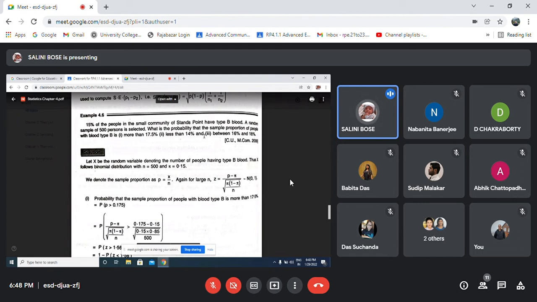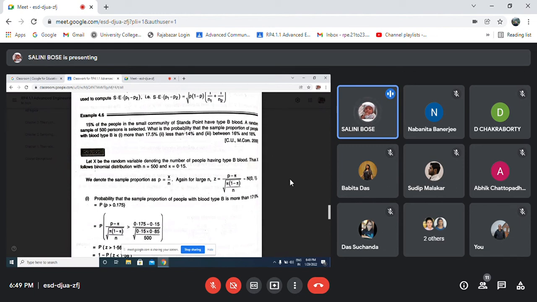Pi is equal to 15%. So that will be 0.15. Pi equal to 0.15. So the sample proportion P will be what? X by N, and for large N, Z is equal to P minus pi by root over pi into 1 minus pi by N.